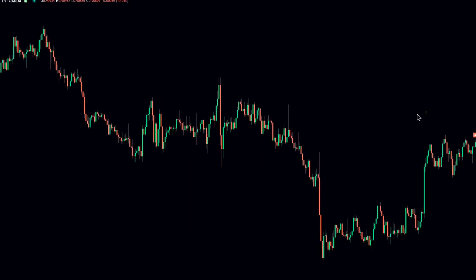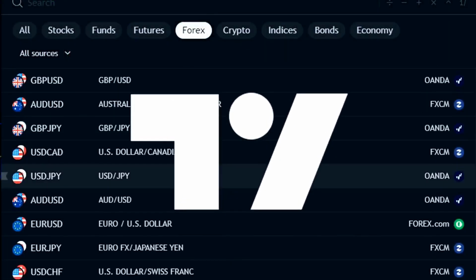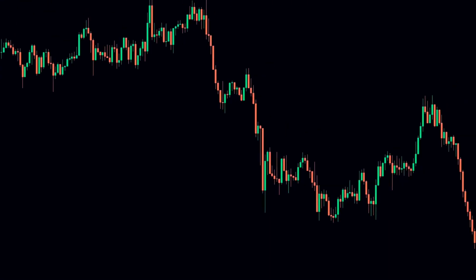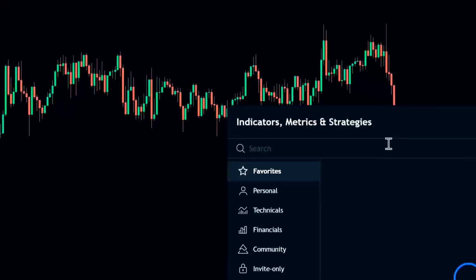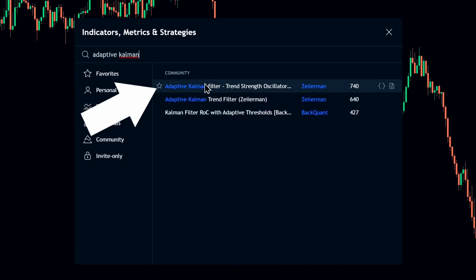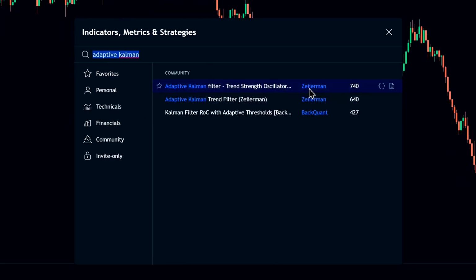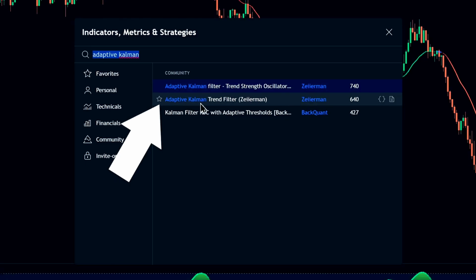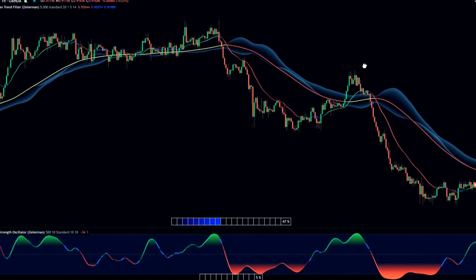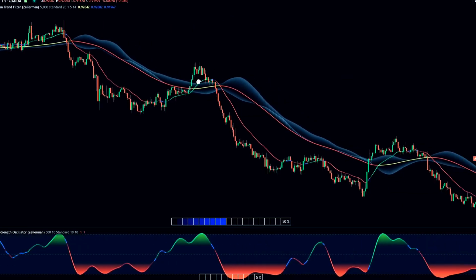sell signals. First, open TradingView and load any trading pair of your choice. I'll use the 1 hour time frame for AUD/CAD. Next, click on Indicators and search for Adaptive Kalman. Add 2 indicators by Zimmerman: the Adaptive Kalman Filter, and the Adaptive Kalman Trend Filter. These indicators are like siblings. They're related and complement each other beautifully.